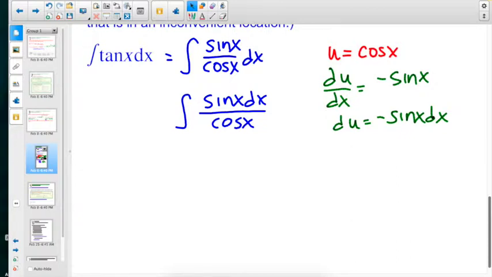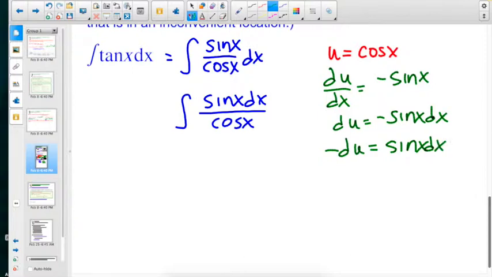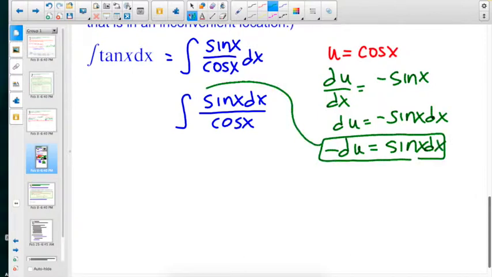Is this a du or something really close to a du? Really close. It's a negative du. So I need a positive sine x dx, and I have a negative over here, don't I? So I can rewrite this saying that's the same as saying a negative du equals a sine x dx, or a positive. So I'm going to take this and do a substitution for this.